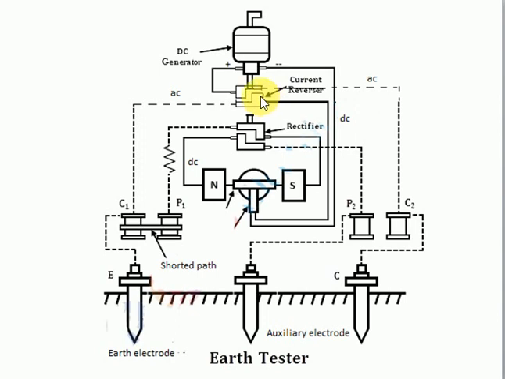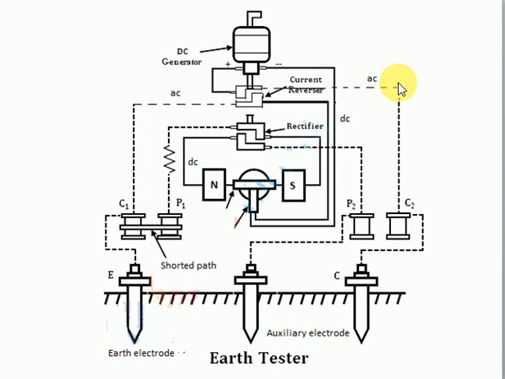So for simplicity, let me tell you this: the bigger side represents the DC and the smaller side represents the AC. Now what it does: you can see here the DC is connected here and it is converted into AC. Now this AC is passed through this line.